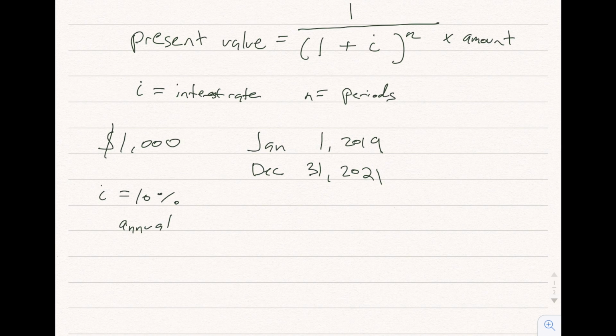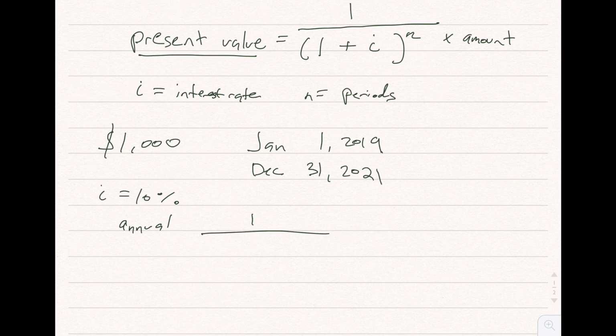So our question is, if we know that I'm going to receive $1,000 at the end of 2021, what's the equivalent of that if I want to represent that on January 1st, 2019? Right? In other words, what's the present value of $1,000 in 2021? What's the present value of that today on January 1st, 2019? And that's where this formula becomes really important.